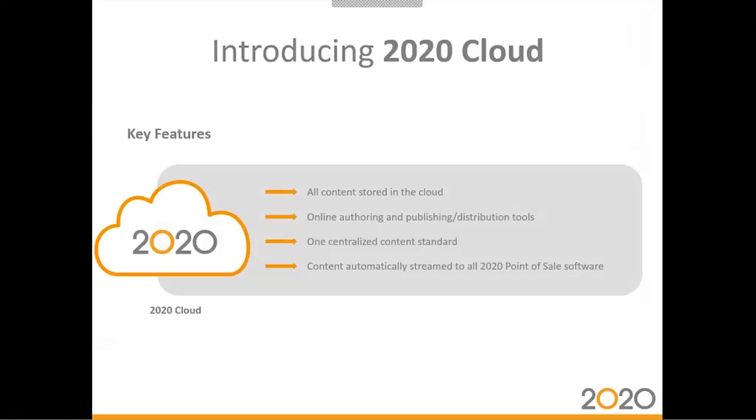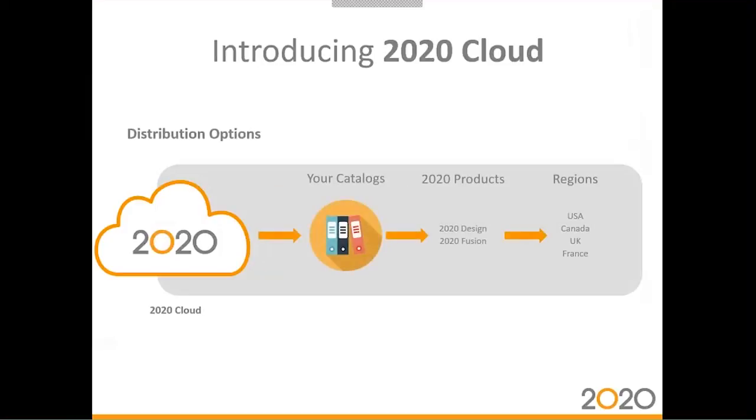So the key feature of the cloud, that all the content is stored within a cloud environment. We have an online authoring and publishing distribution tool for manufacturers, so they can modify and publish their own catalogues to one central source online. There'll be one centralized content, and content automatically streamed to all the points of sale software around the world. So the distribution of the catalogue will be the 2020 cloud. The catalogue will be loaded up, available in both our 2020 products, and available currently throughout the North American, Canadian, UK, and French markets.